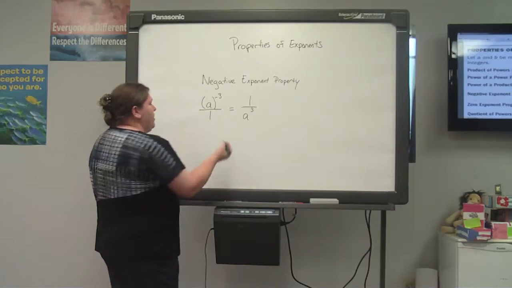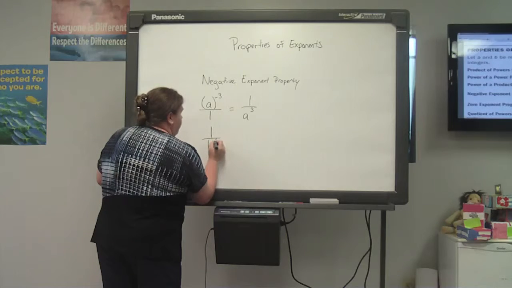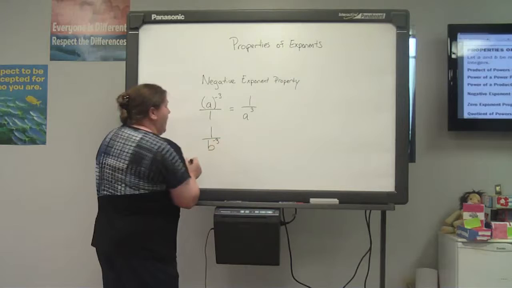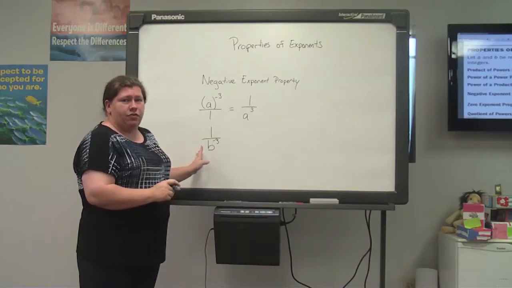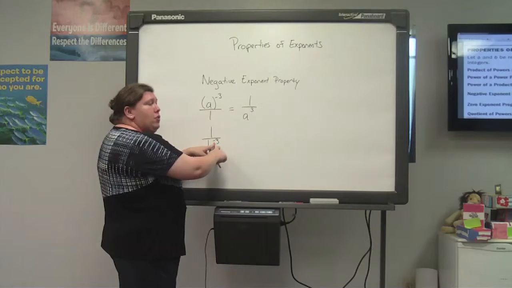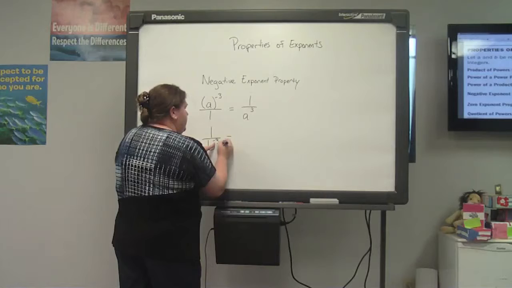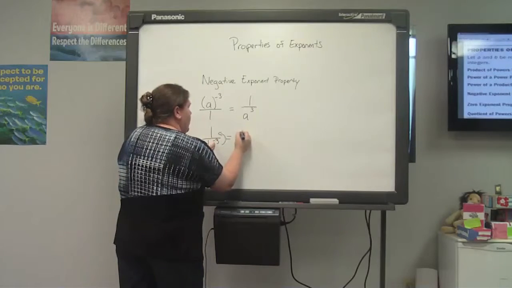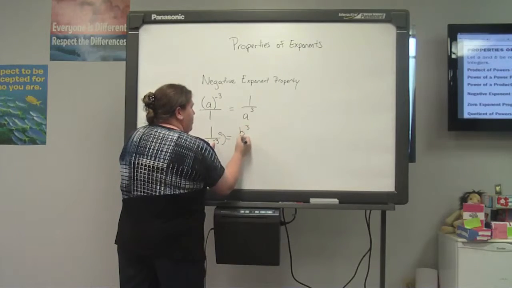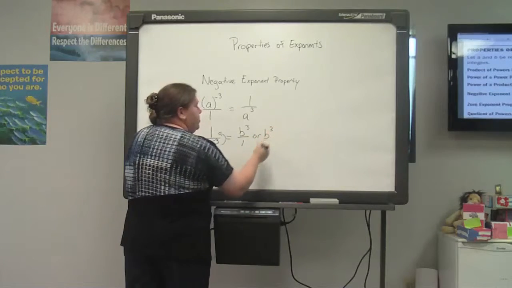Now, if we had 1 over b to the negative 3, you're doing the same thing. Because you see a negative, you have to move it. So this time we're going to move it up. This goes here, and so it goes to b cubed over 1, or just b cubed.